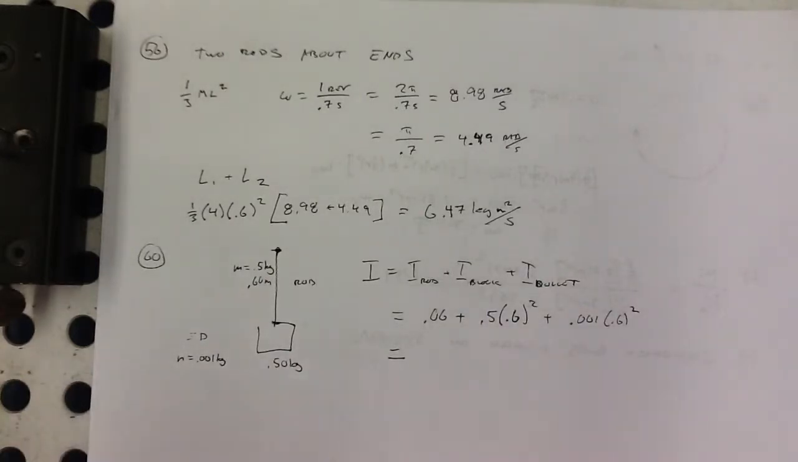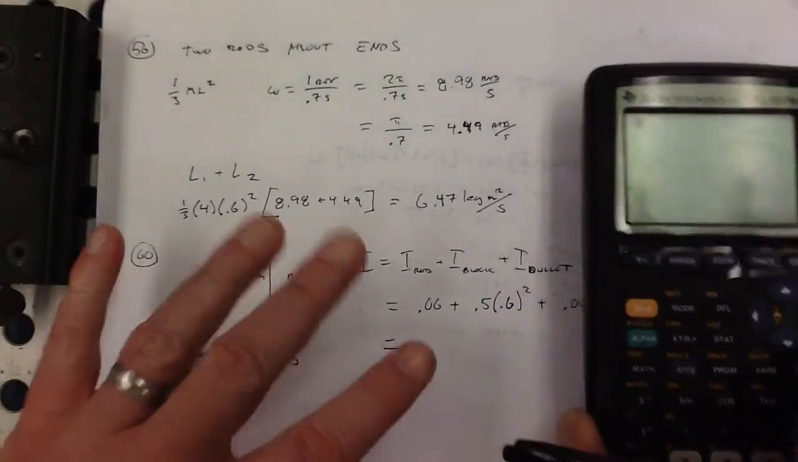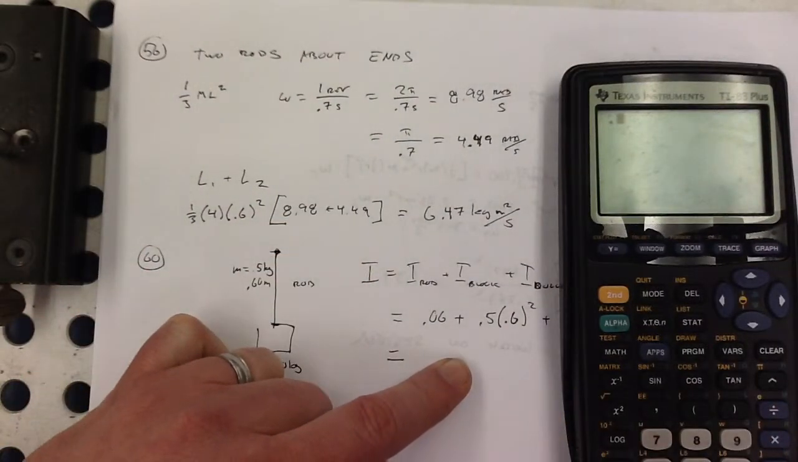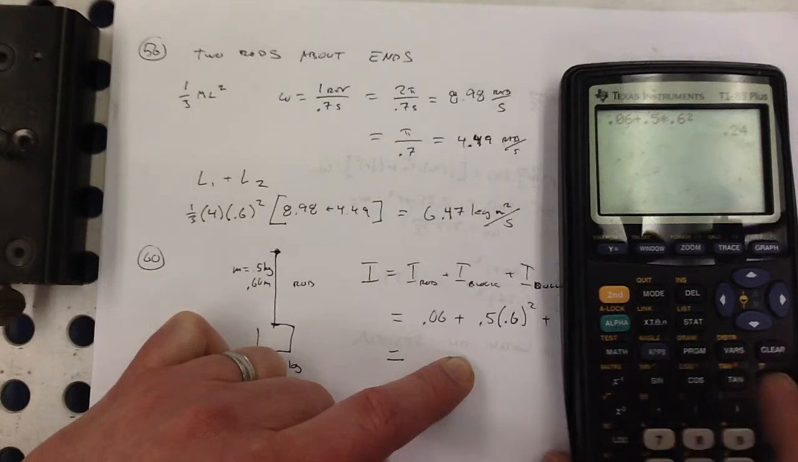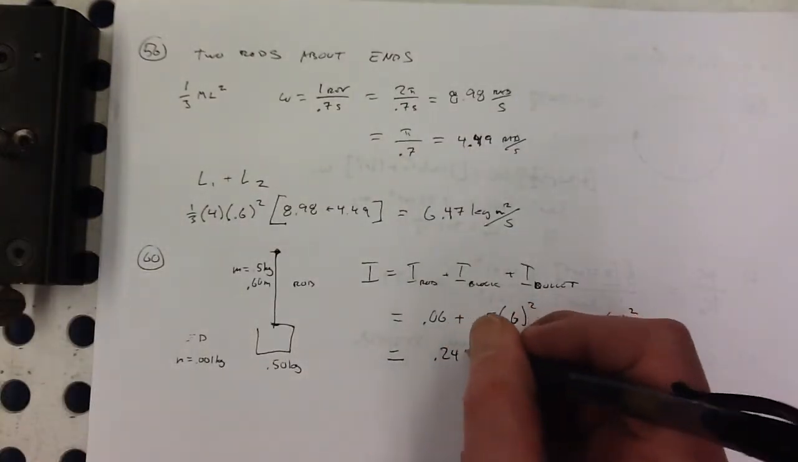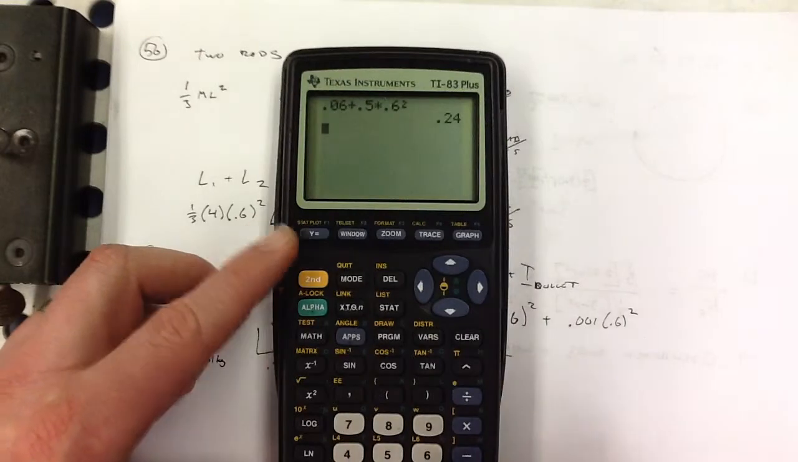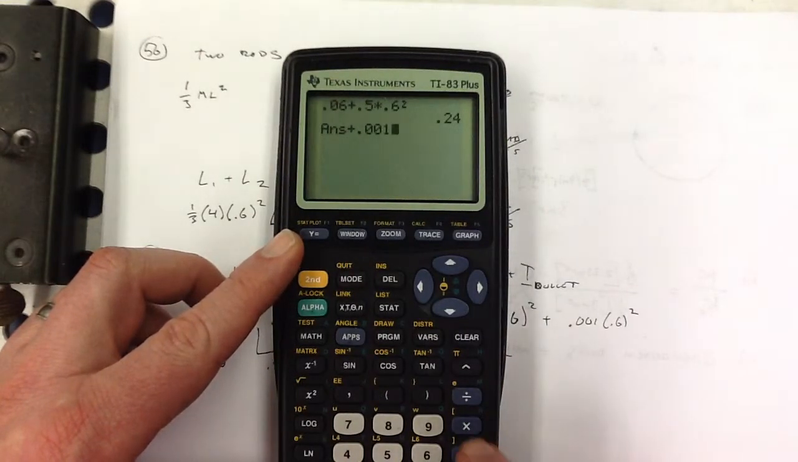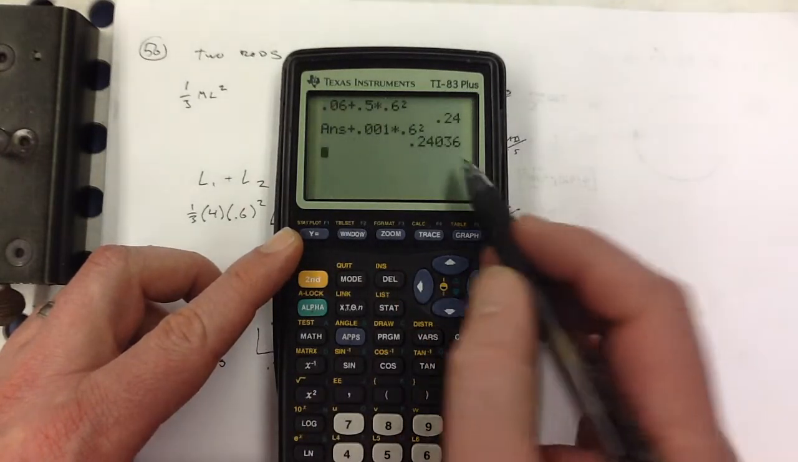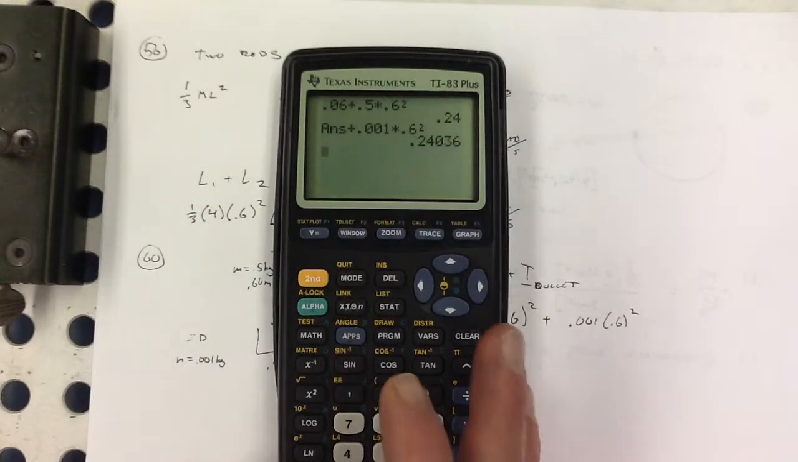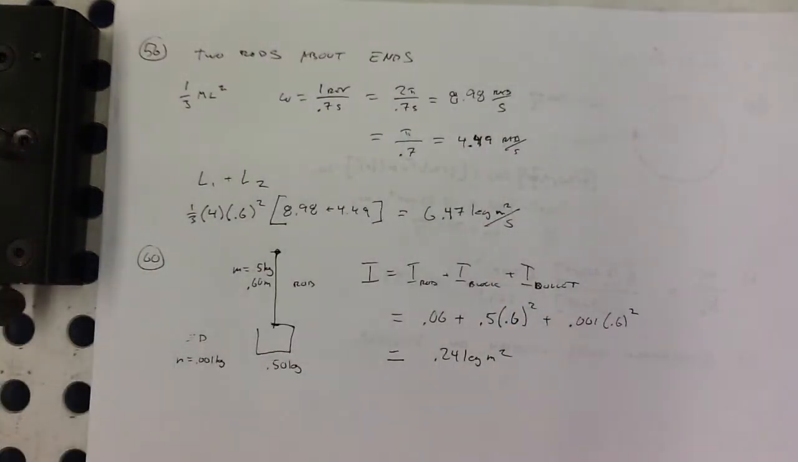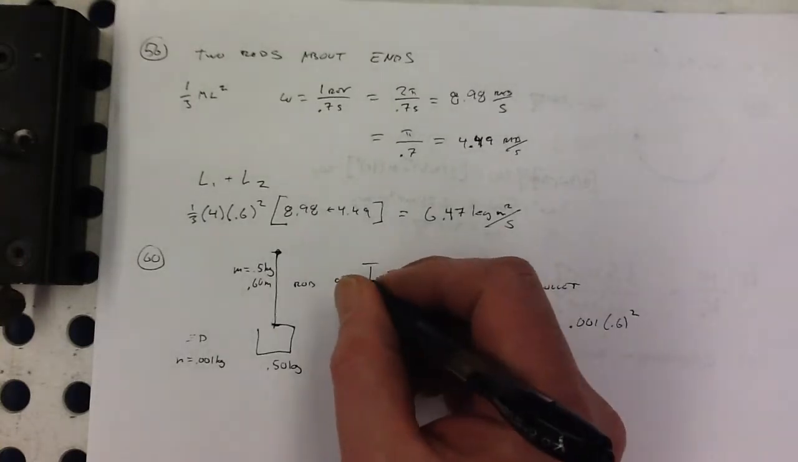I don't think I'm going to even bother with that because I wouldn't keep it in my sig figs. So 0.06 plus 0.5 times 0.6 squared, 0.24. And if you want to see what it would look like if you added 0.001 times 0.6 squared, I wouldn't keep those sig figs anyway. Even if I kept 3, it'd be 0.240. So sorry, bullet, it just doesn't matter. So that's part A.